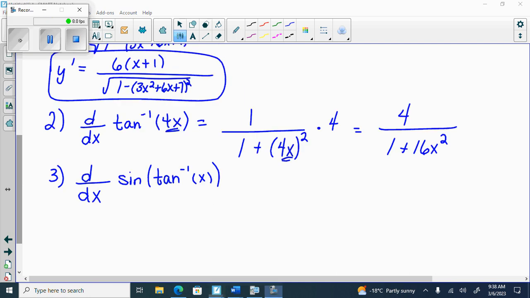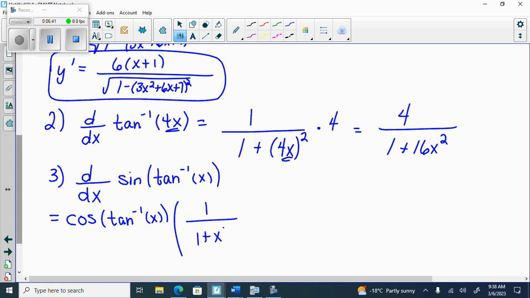So we have to do the derivative of sine first, correct? Derivative of sine is cos of tan negative 1 x. And then what do I have to do? Derivative of the inside. So we get 1 over 1 plus x squared. And then they'll take that 1 plus x squared and drop it underneath. So they'll go cos of tan negative 1 x over 1 plus x squared.